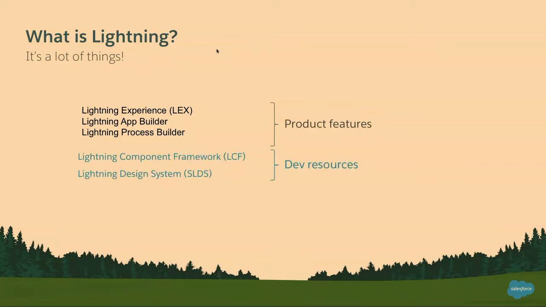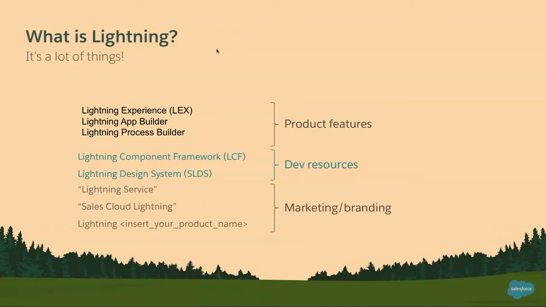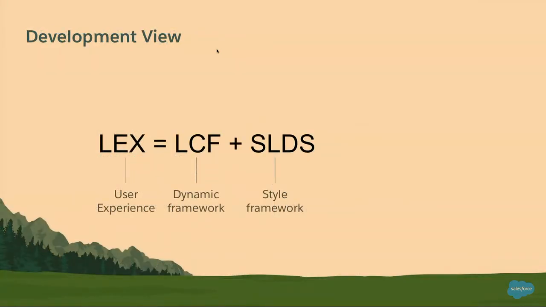We've then got the dev side of things, which is Lightning Component Framework and Lightning Design System. So the framework that manages the Lightning components talking to each other, and then the UI design. And then we've got lots of marketing and branding where everything seems to get branded Lightning something or other. So we've got Lightning Service, Sales Cloud Lightning. So for this session today, really what we're focusing on is the development view. So think of it as Lightning Experience for your users will be made up of those Lightning component frameworks and the UI styling, so the Salesforce Lightning Design System.